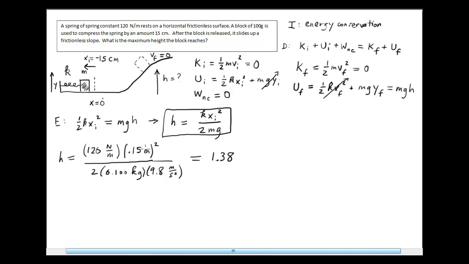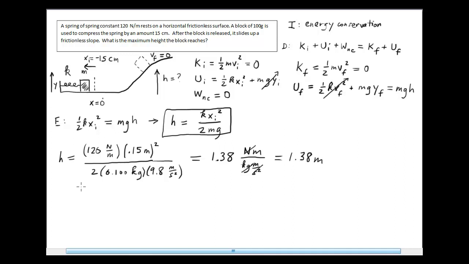Newtons per meter times meters squared. Well, one of the meters will cancel. So in the numerator, I will have Newton meters. All right. In the denominator, we just get kilograms meters per second squared. Now, what does that reduce to? Well, you might remember that a Newton, which is a force times an acceleration, is a kilogram meter per second squared. So the Newton term and what's in the denominator all cancels out. And so we're left with just 1.38 meters.